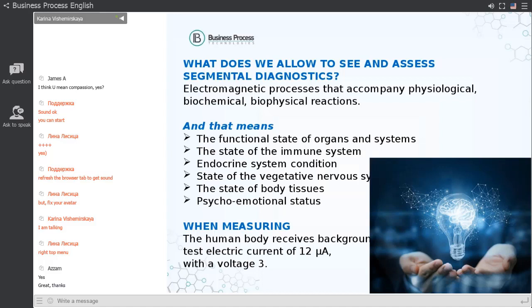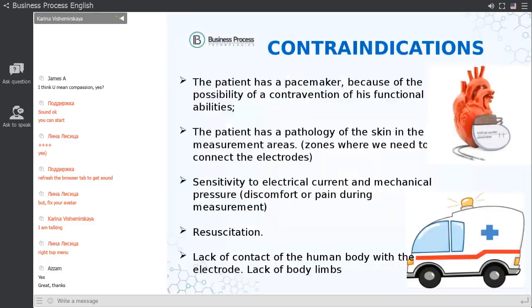Why is it important? It is important because the diagnostic, of course, has some contraindications, which we will talk about right now. We need to understand that we give an electric current to our patient, even though this is a small electric current, but we give an electric current. So let's check our contraindications. There are just 5 of them.